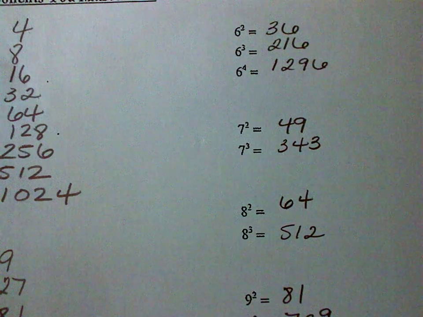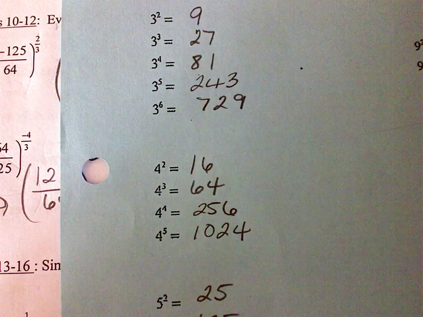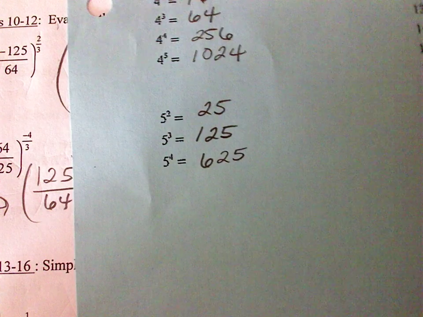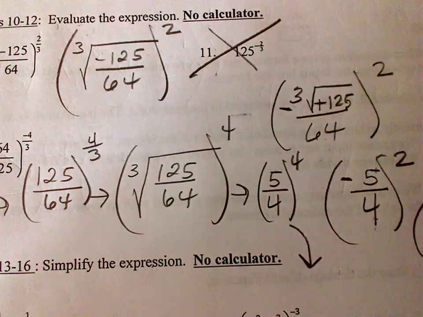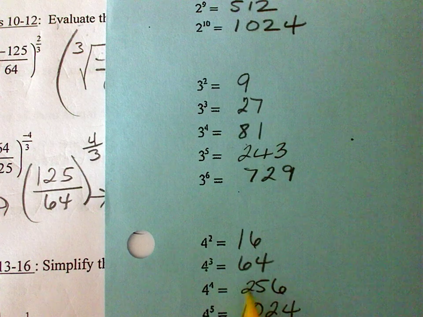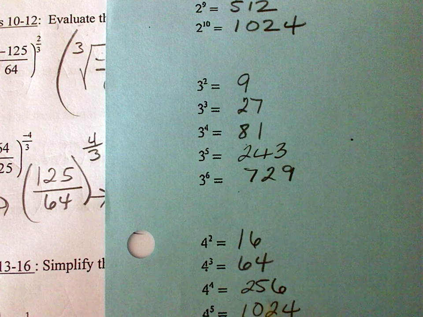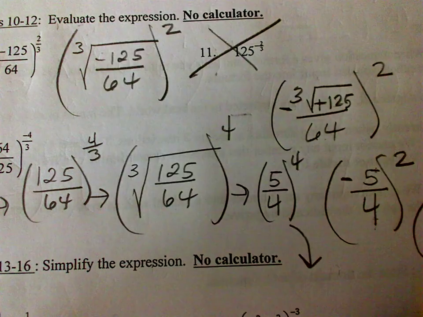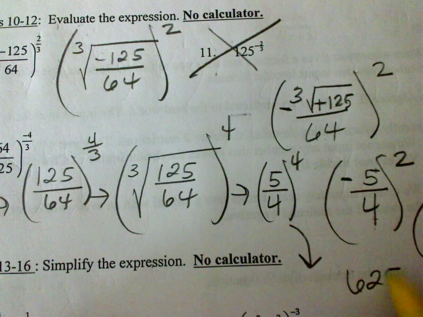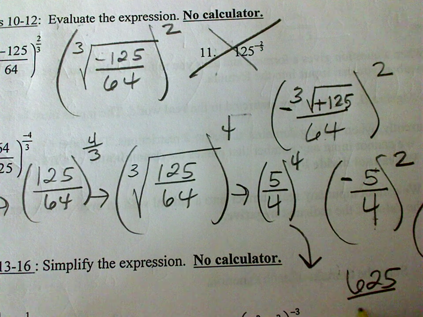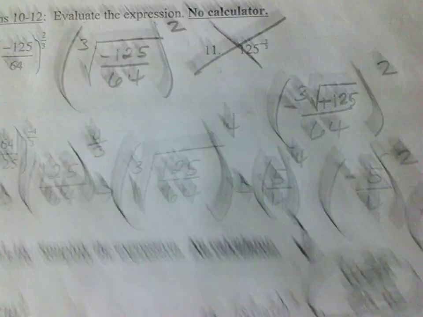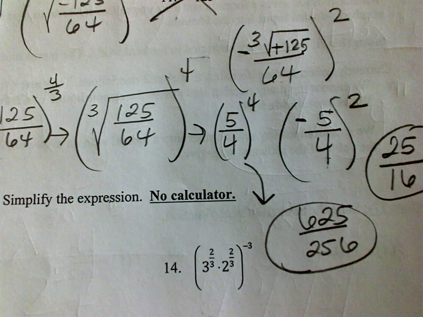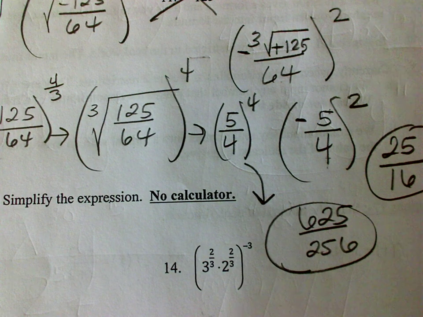So 5 to the fourth is 625. And then 4 to the fourth is 256. So 625 over 256. All right, moving on.